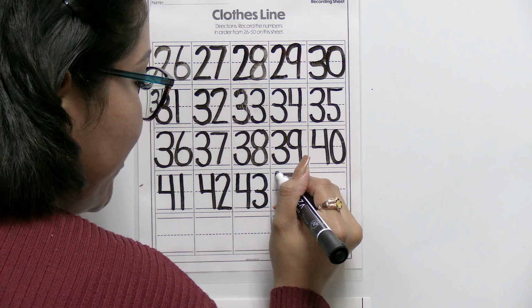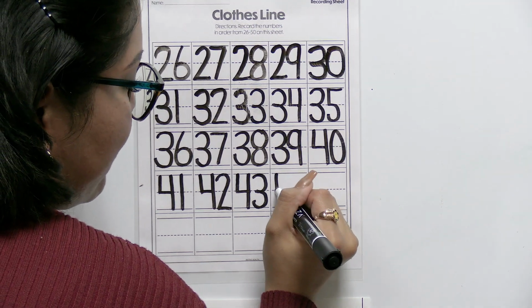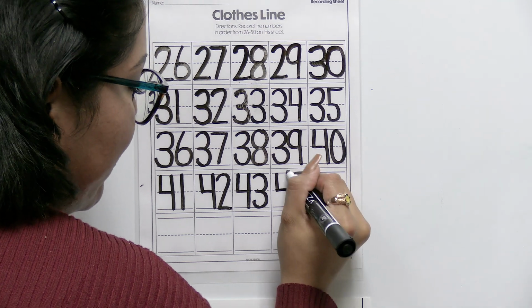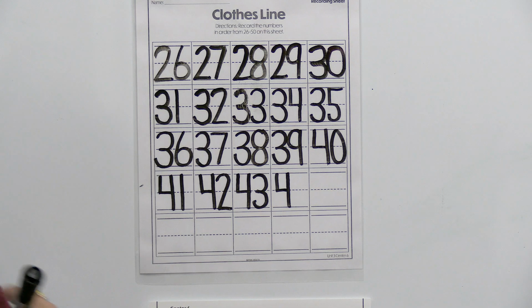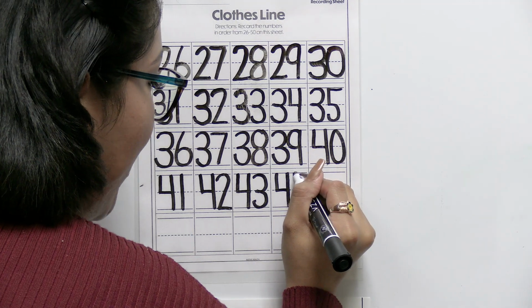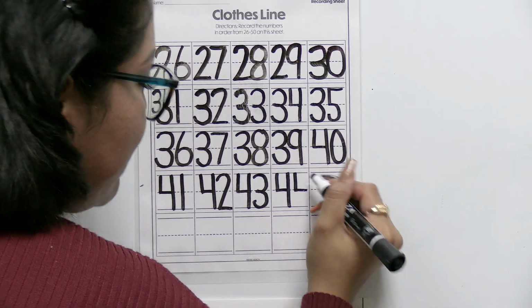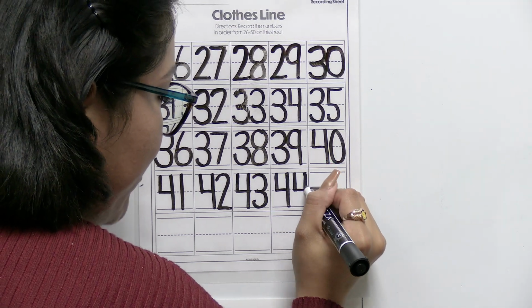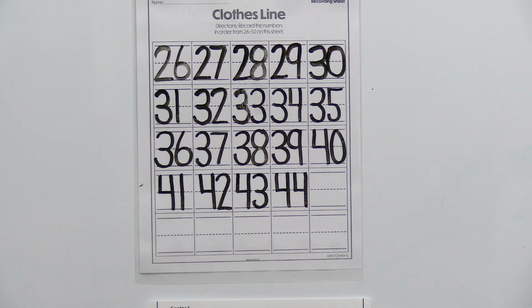Okay, so let's write the number 44. So starting with the number 4, go straight down to the dotted line and then go straight across, then come to the top and then go straight down. We make a 4. Let's make another 4. So starting at the top, stop at the dotted line, go across, pick up your pencil, and then go straight down. 44.